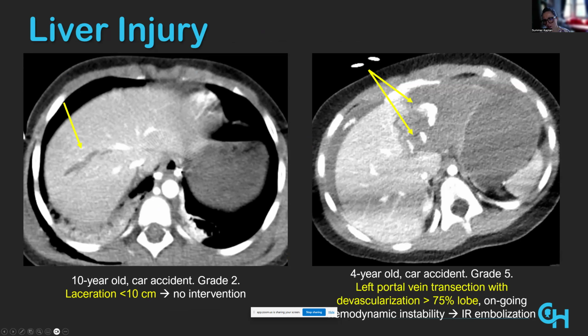This 4-year-old, however, was also in a car accident with a grade 5 injury. Here we see the left portal vein has actually been transected, and there's free hemorrhage of blood and contrast leaking into that laceration. This kid had ongoing hemodynamic instability, and this is one of the rare cases in which there would be either surgical or endovascular intervention.